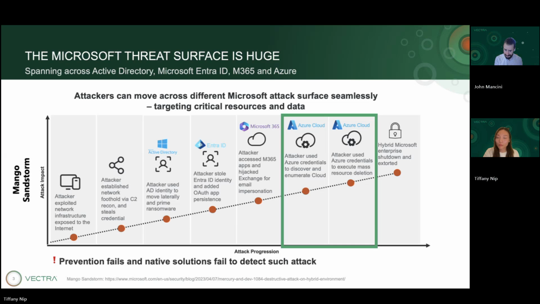And so you see all the Microsoft icons here. It's a Microsoft threat surface problem because that's what we're all using today. Attackers know it, they can see it, they know what the technology is, they can spin it up in their own labs. They have the means to get through these effectively to their objectives and cause damage. Yeah, and they can move seamlessly too, right? Pivoting from one service to another, and they're targeting critical resources and data wherever they are.